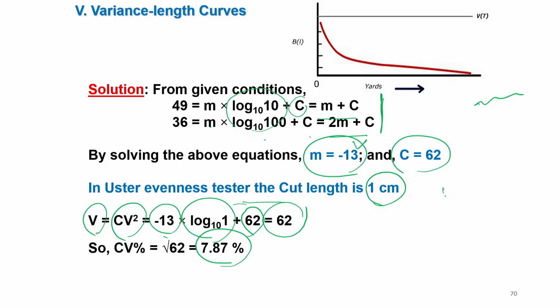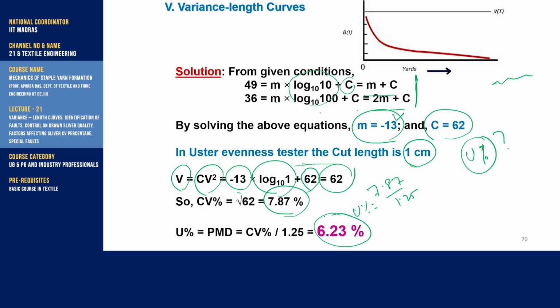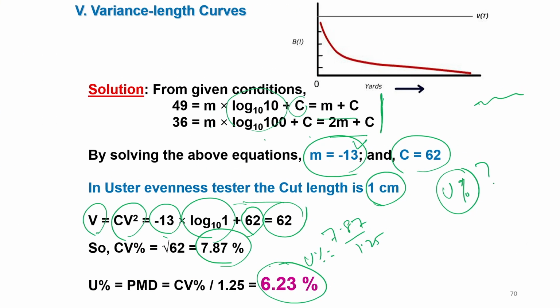So, CV in the Worcester tester we get 7.87. The question asked was what is the U percent? So, CV percent and U percent approximate relationship we know. So, 7.87 divided by 1.25 will be approximate U percent from that relationship. So, we get the Worcester U percent 6.23.